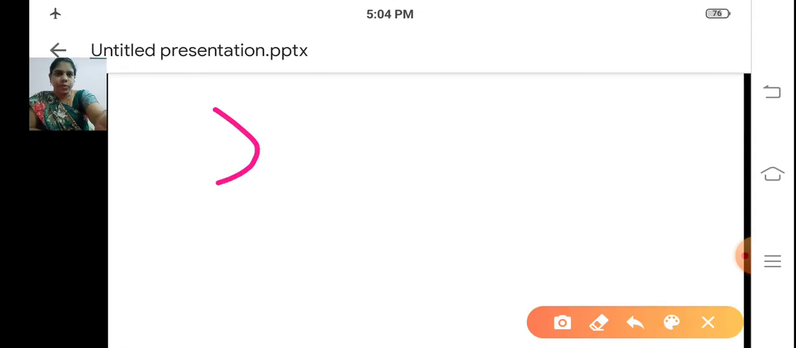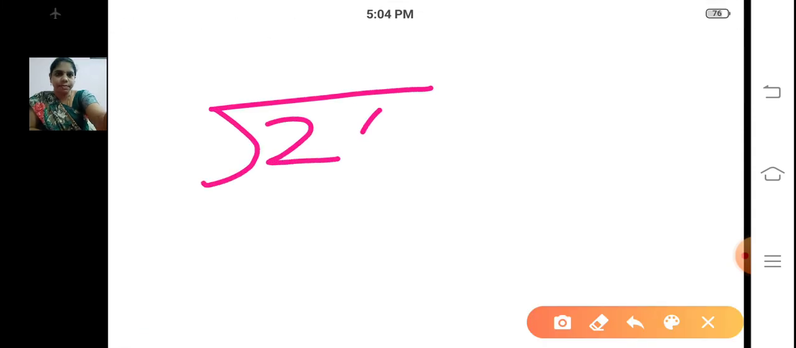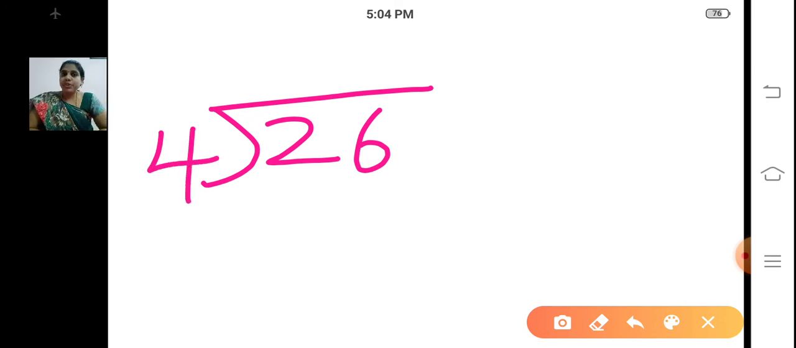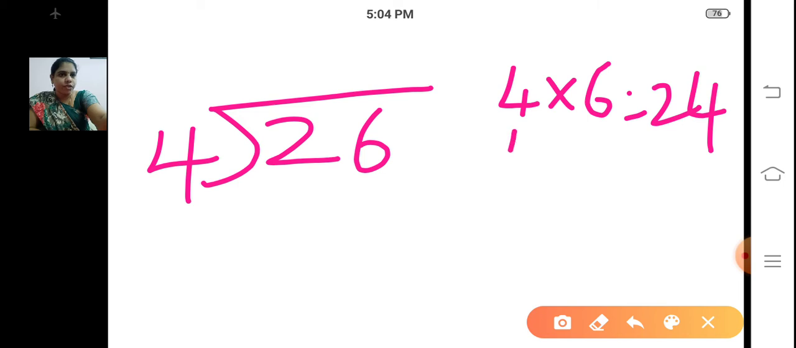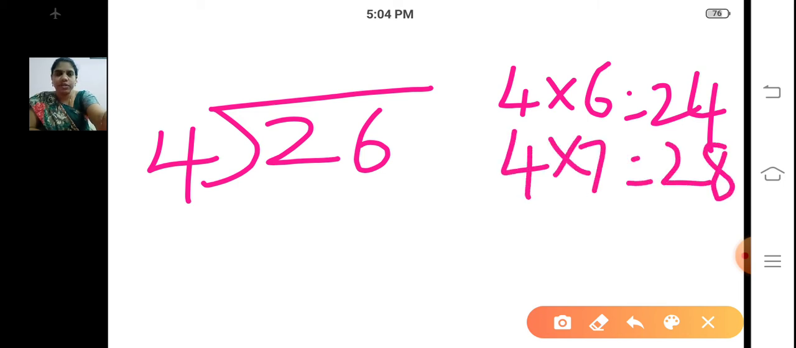So we'll do it here. I'm going to divide 26 by 4. In the 4 table, 4 5s are 20, 4 6s are 24, 4 7s are 28. So we don't have 26 in this 4 table, isn't it? So now we are going to take a number that should be less than this, okay?